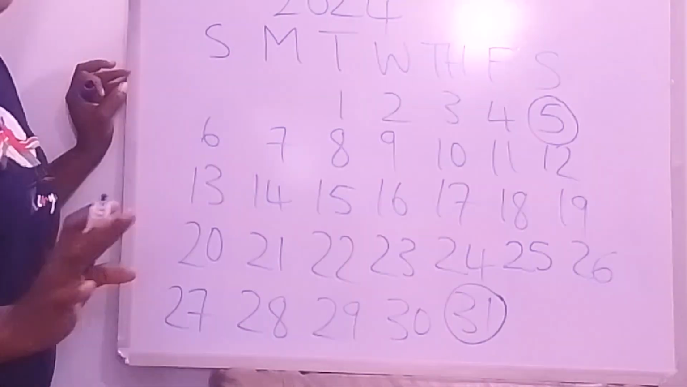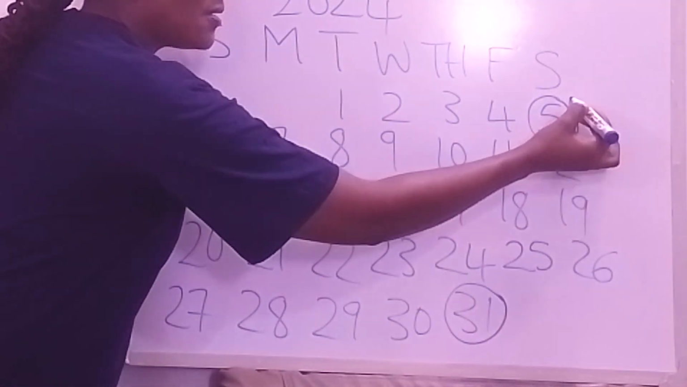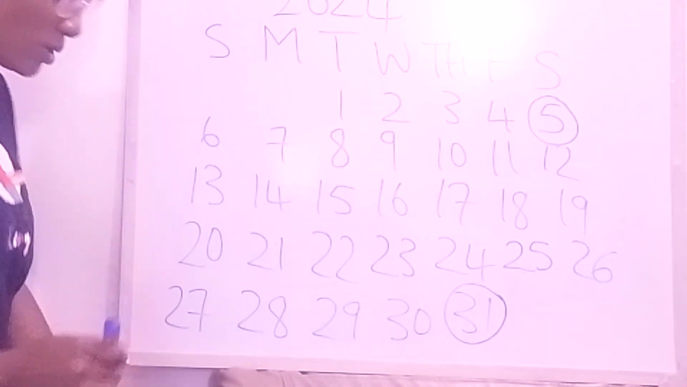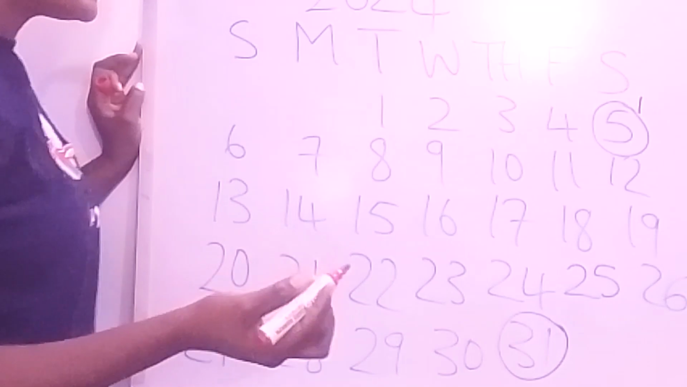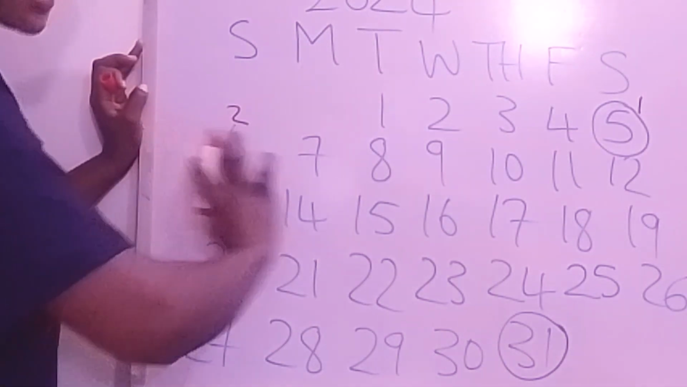All you need to do is to start from this very first day to count how many days you have. And this is going to be day 1. The next day is day 2. You keep counting like that.